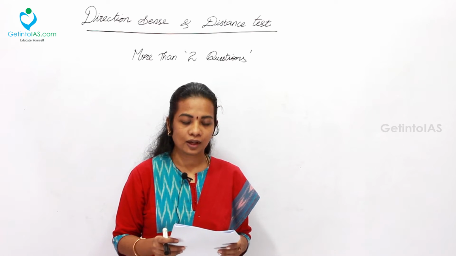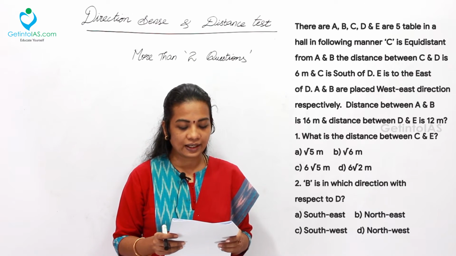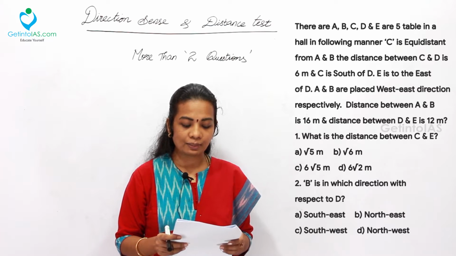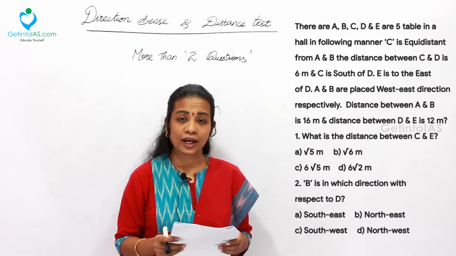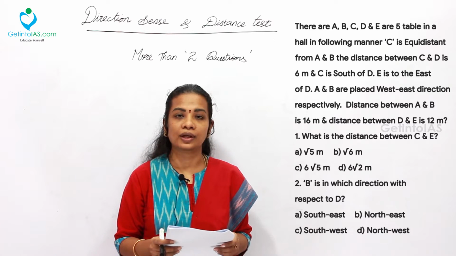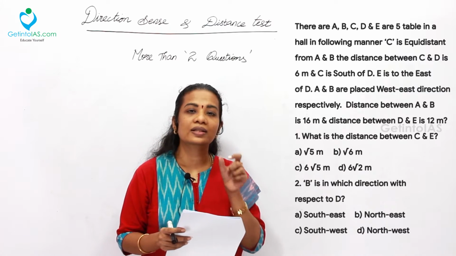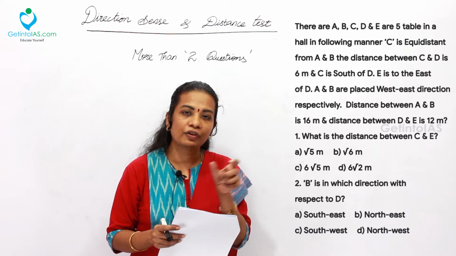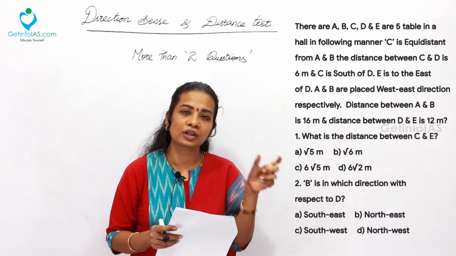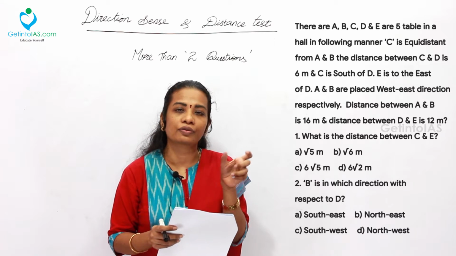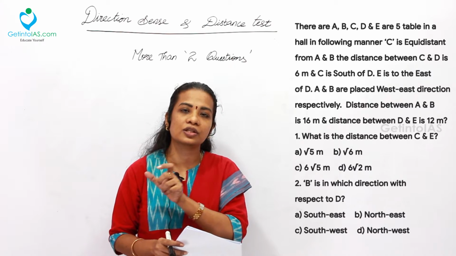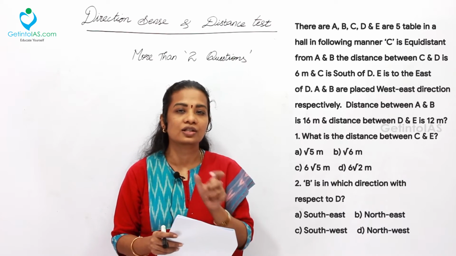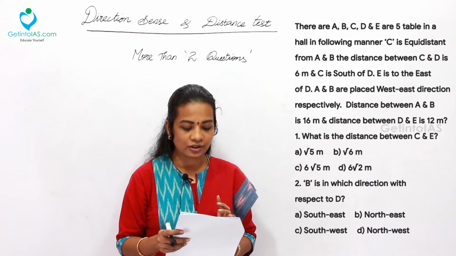The first problem: there are A, B, C, D, E, 5 tables in a hall in the following manner. C is equidistant from A and B. Equidistant means C is at the midpoint, at equal distance from A and B. If C is 10 meter from A, then the same 10 meter distance will be there between B and C also. That is the meaning of equidistance.